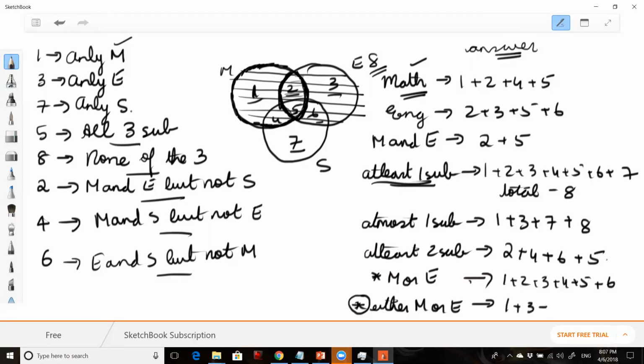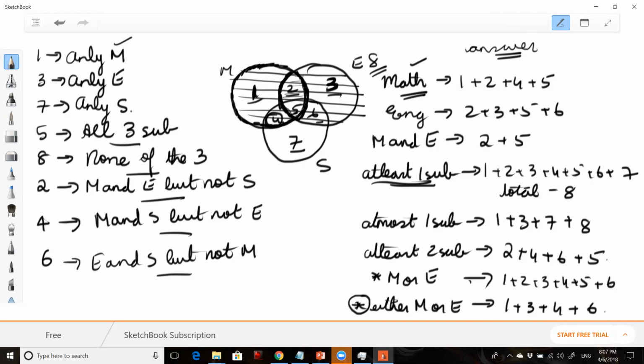So 1, 3, 4, and 6 represent the regions where people have passed either math or English, right? Either math or English means out of the two, they have passed only one. So 1 and 3 is a given, right? But a person who's in region 4 is a person who's passed math and science but not English, right? So it's a person who's passed math but not English.